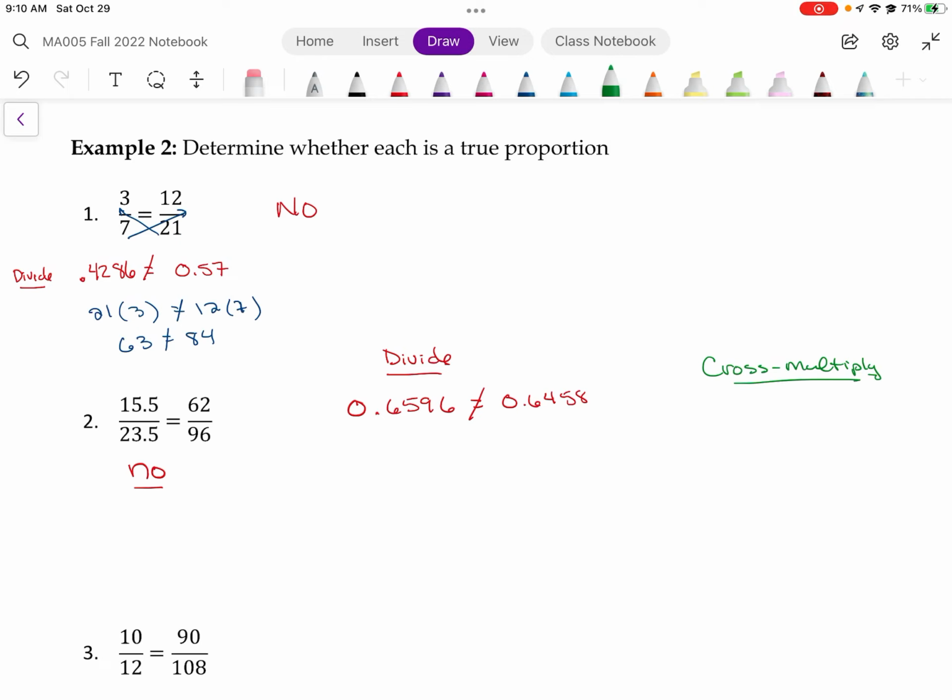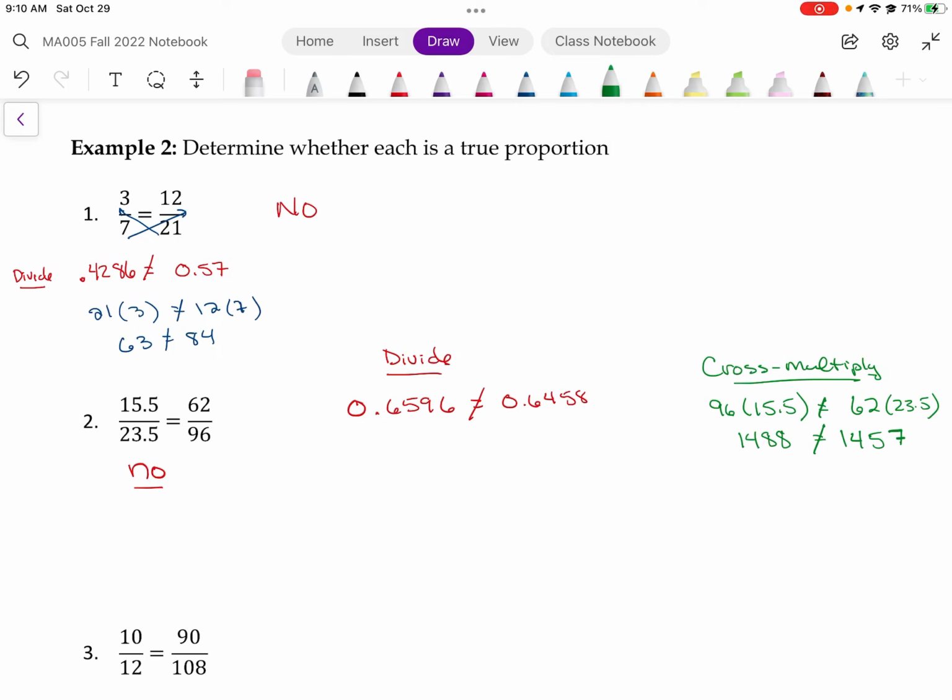And I'm going to get 96 times 15.5. Does it equal 62 times 23.5? And when I do that on my calculator, I get 1488 equals 1457. And those are not true, so no.